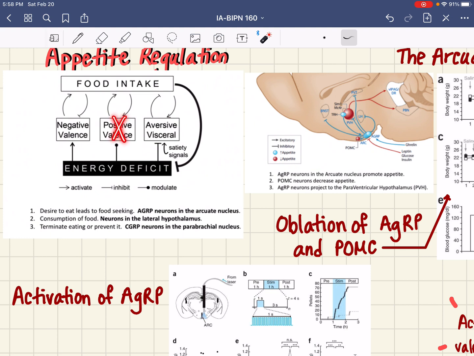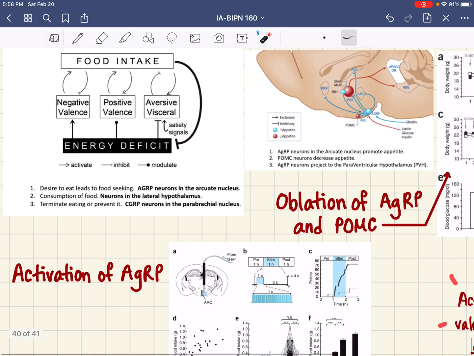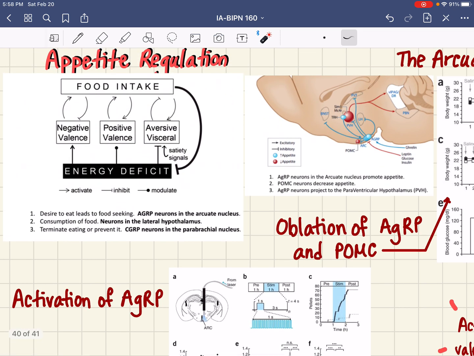And then we kind of skipped over the positive valence, so we'll just not go over it. The aversive visceral feeling, I guess, is when you eat something that is either bitter or you just don't like it. So whenever that is activated, then you inhibit food intake and you just don't want to eat any more of that food. Okay, that's kind of the gist of what Dr. Root talked about for those. These three main points are very important. You should definitely memorize these.